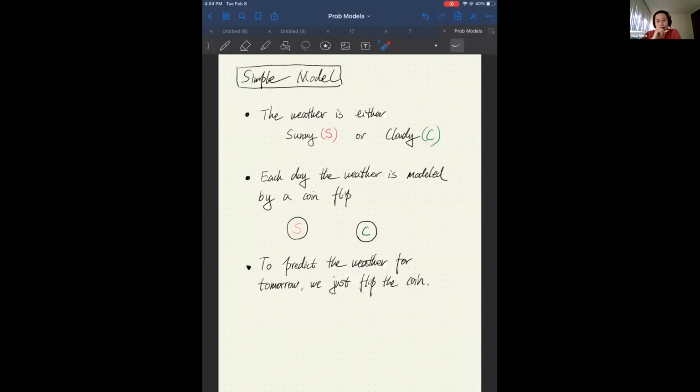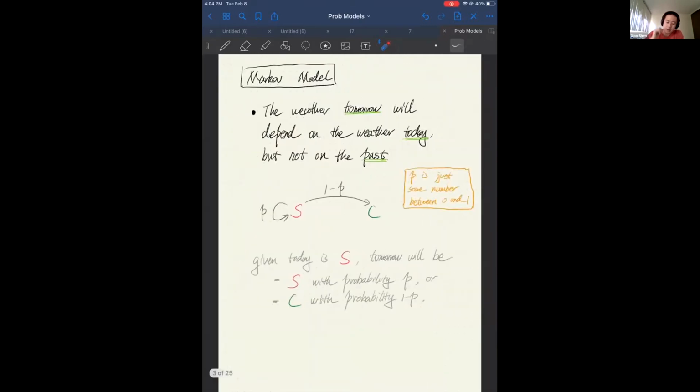However, this is maybe not quite useful. For example, if the weather is sunny today, depending on the location, it's very likely for the weather tomorrow to be sunny as well. And this is where the Markov model enters the picture. We introduce some kind of dependence. The dependence is actually very simple: the weather tomorrow depends only on the weather today, but not the past.